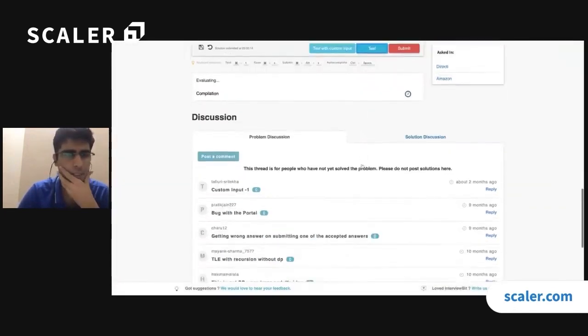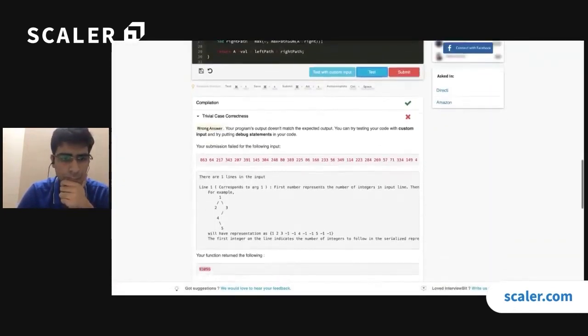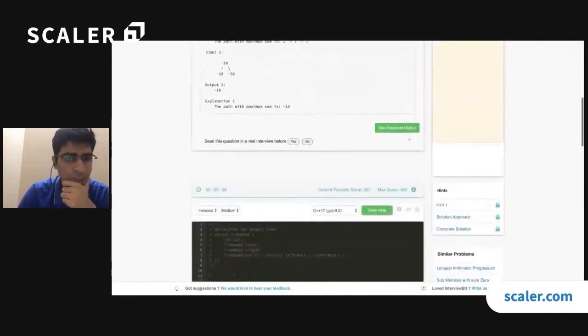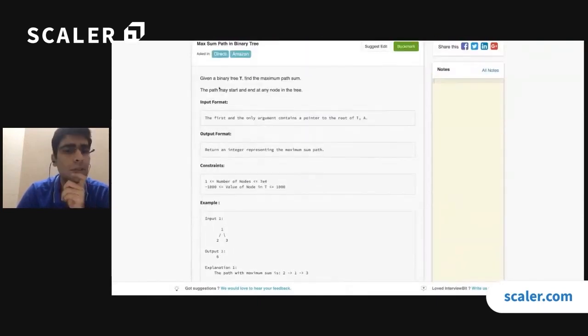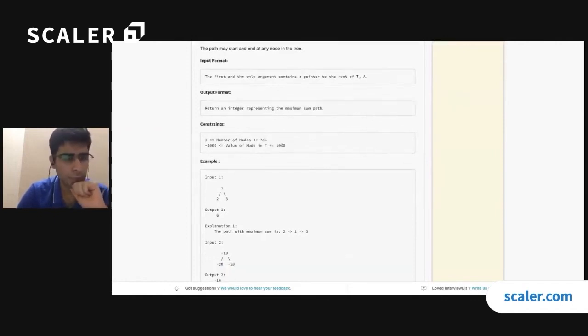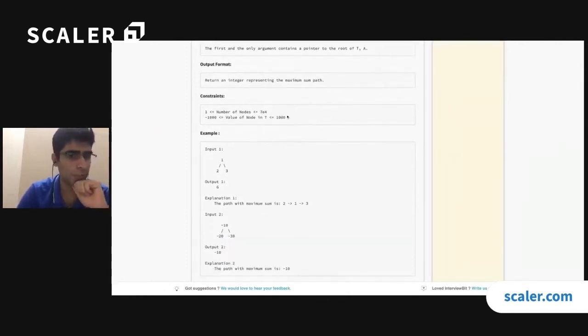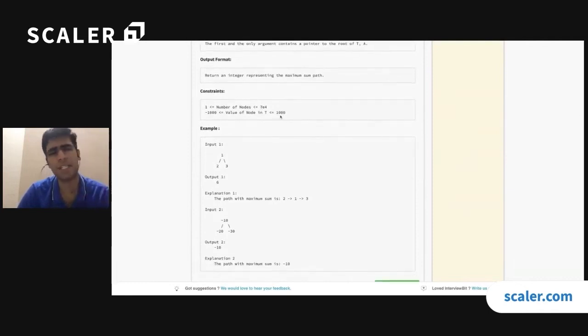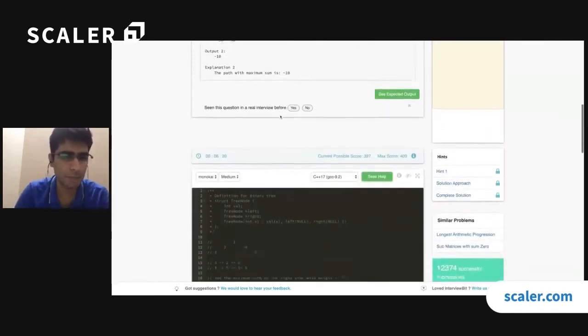So, and then let's try to test it. This doesn't work. Why doesn't this work? Given a binary tree, we have to find the maximum path sum. The path may start and end at any node in the tree. The number of nodes is 10 to the power 4, so the integer overflow will never happen because the maximum path will be 10 to the power 7 something, so that is fine.